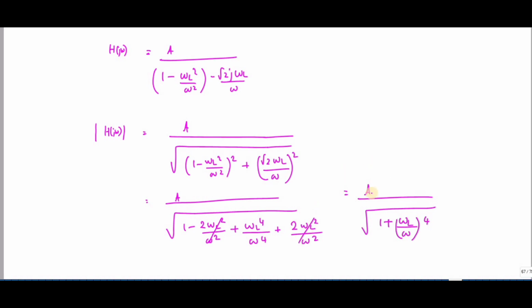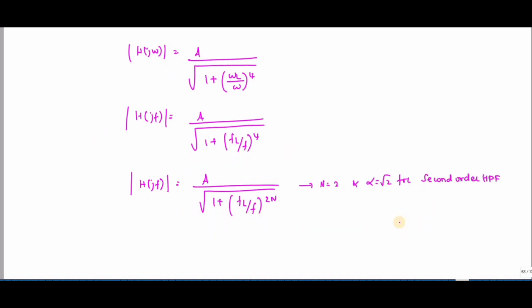So I'll get |H(j omega)| equal to A divided by the root of 1 plus (omega_L divided by omega) to the power 4. Okay. So instead of omega I can substitute f, so omega_L and omega become f_L and f. So instead of 4 I can write 2n, say n is equal to 2.